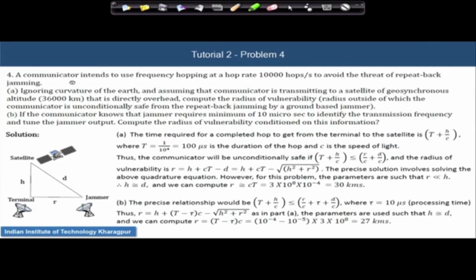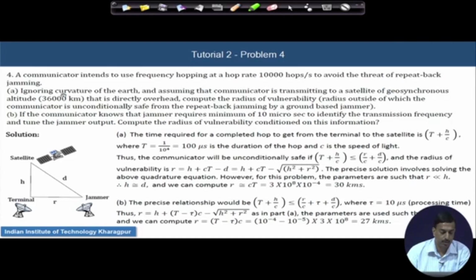What is asked over here is to compute what is called the radius of vulnerability. This is defined as the radius outside which the communicator is unconditionally safe from the jammer. It is to be noted that it is a ground based jammer.